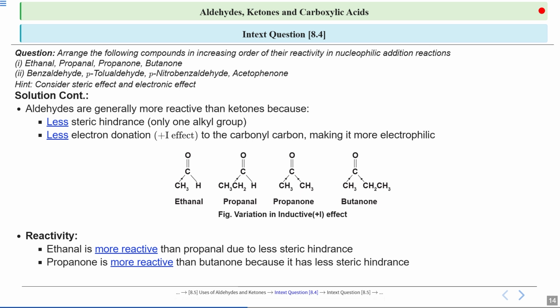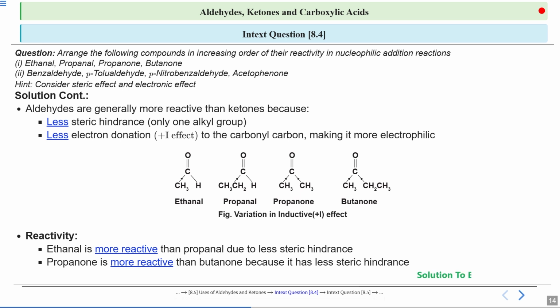If you compare two different ketones, propanol and butanol, in propanol on both sides you have one methyl group, whereas in butanol on one side you have a methyl group and on the other side an ethyl group. So in butanol there is more steric hindrance, and the incoming nucleophile would find it difficult to attack the carbonyl carbon.